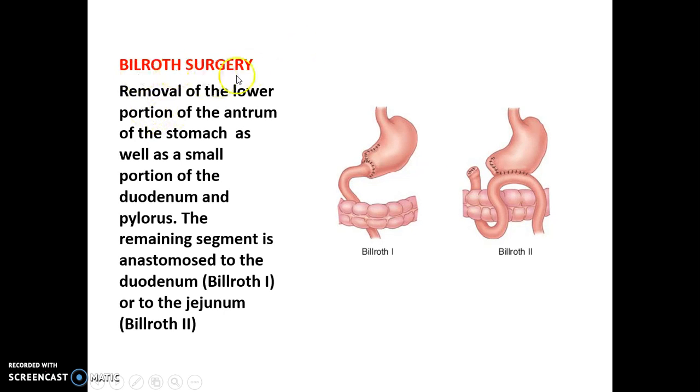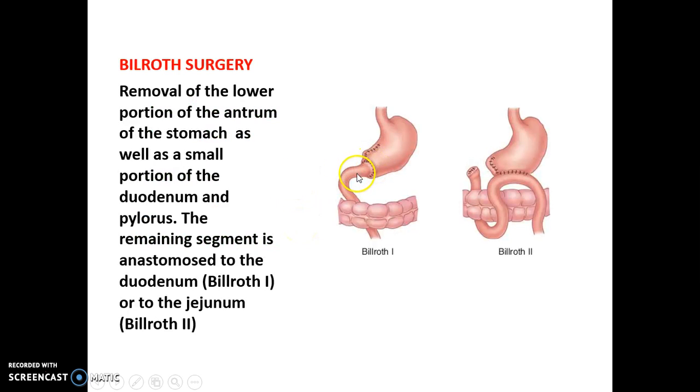Then Billroth surgery, this is very important, but it is a simple one. The name is Billroth surgery. There are two types of surgery, Billroth 1 and Billroth 2. It is removal of the lower portion of the antrum of the stomach as well as a small portion of the duodenum and the pylorus. First we will remove the small portion of the antrum. Antrum and pylorus mean the last part of the stomach. You will cut and remove it.